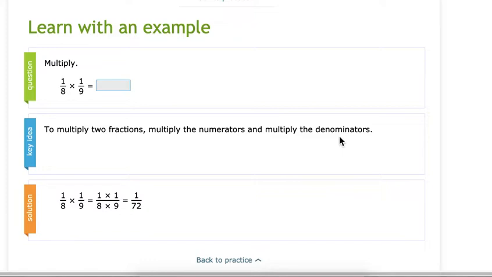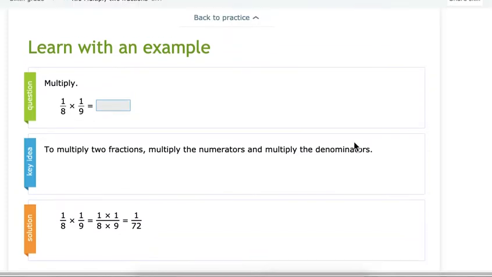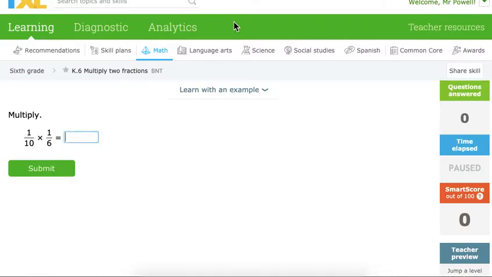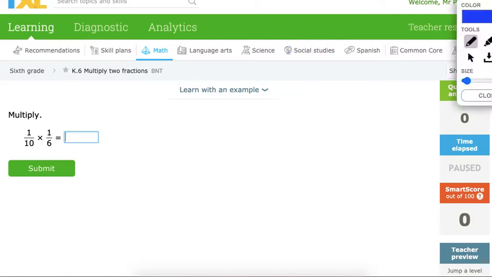Okay? But again, the key is we multiply the numerators and we multiply the denominators. So we just multiply straight across. That may be the thing you can remember. We just multiply straight across. So let's go try a couple of these. Okay? So right here we have 1/10 times 1/6, so we would just end up with 1 times 1 for our top and 10 times 6 for our bottom, so we would end up with 1/60.